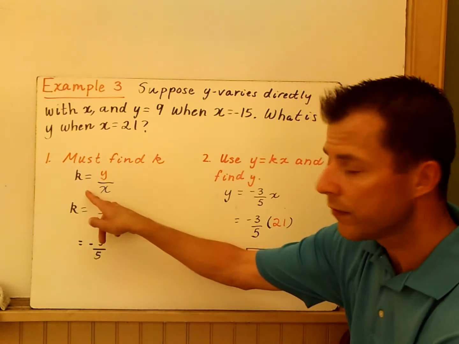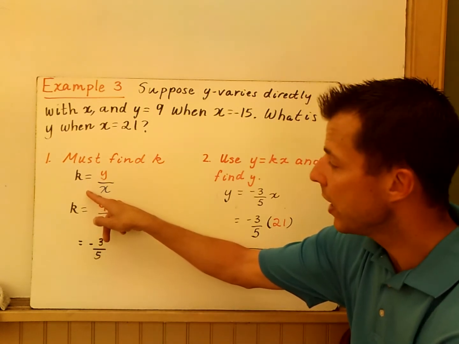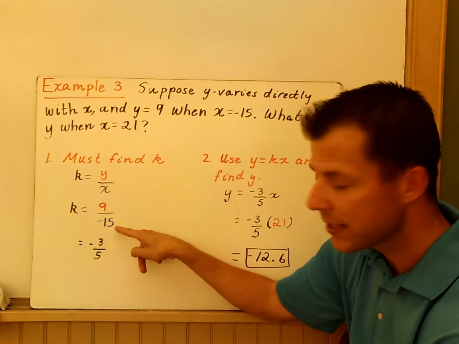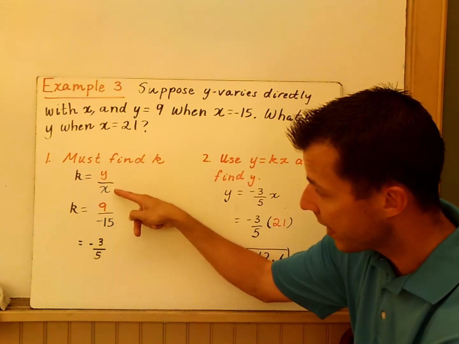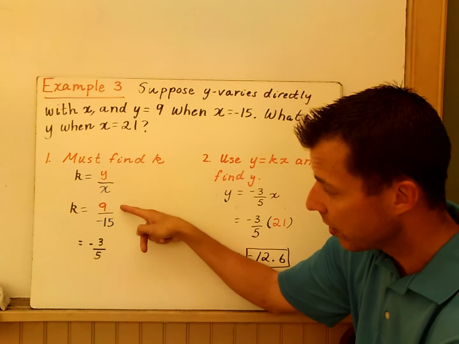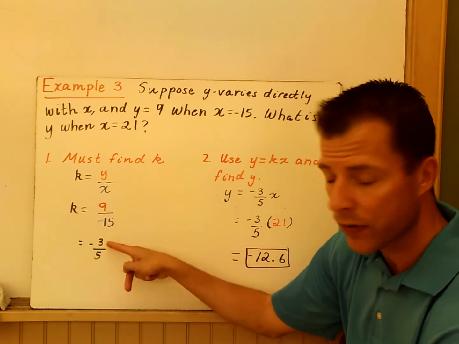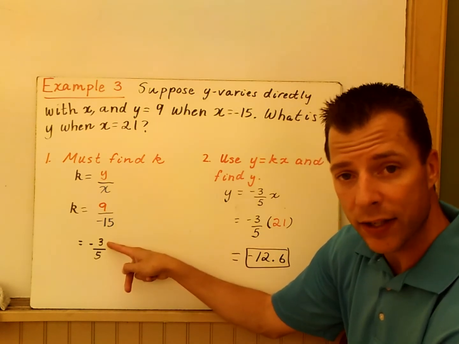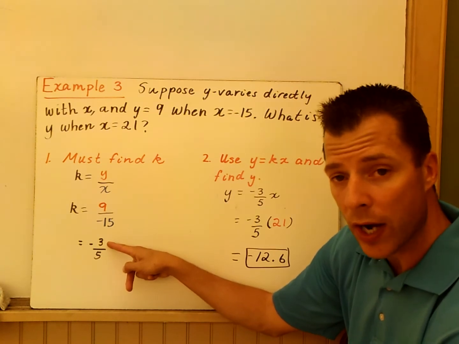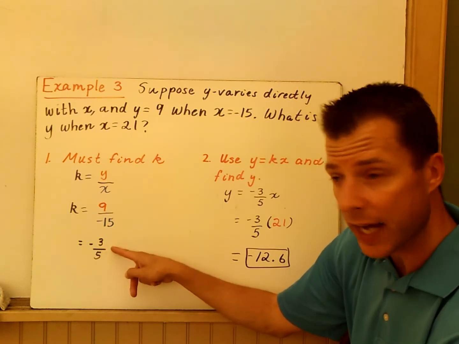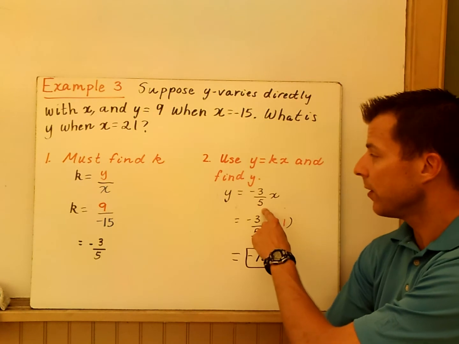So first, we're going to find the constant of variation. Our equation, we were told, varies directly. We know that when y is 9, x is negative 15. So I plug in my values for y and x here. I simplify that to be negative 3/5. That's my k value. So my rule is y equals negative 3/5 x. And I take that over here.